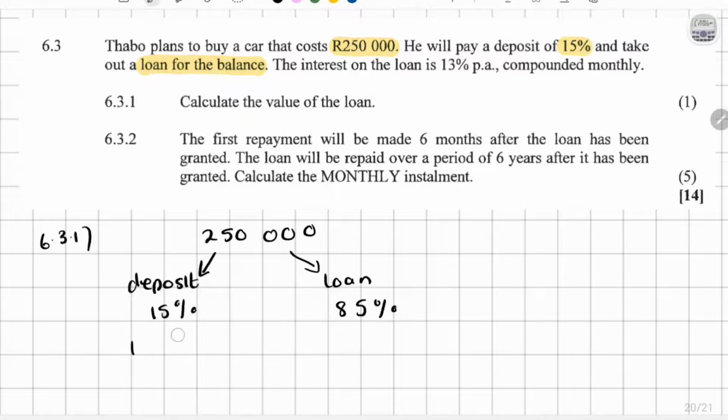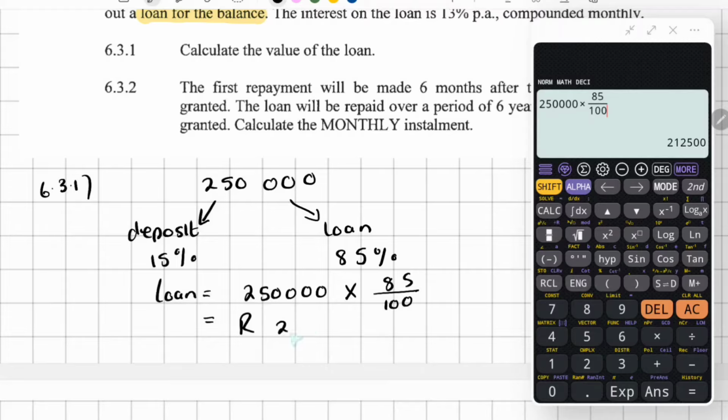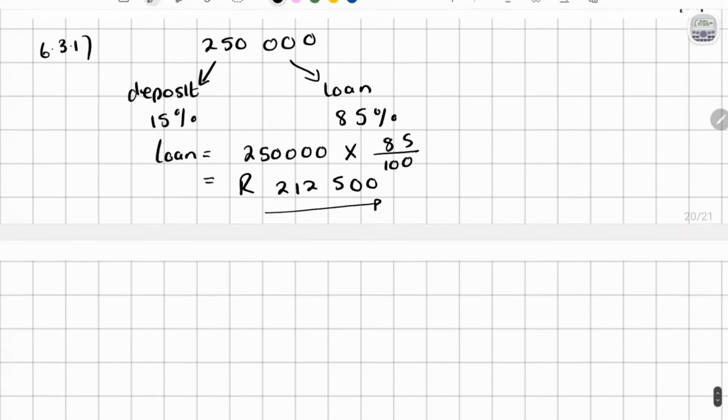So we just have to find out what 85% of this money is going to be, and that will be our loan. So you could just say the loan is going to be equal to 250,000 Rand multiplied by 85%, which is 85 over 100. Let's just see what we get. And that is 212,500 Rand. So that is how much the loan is worth. That was for 1 mark. So moving on to the next question.